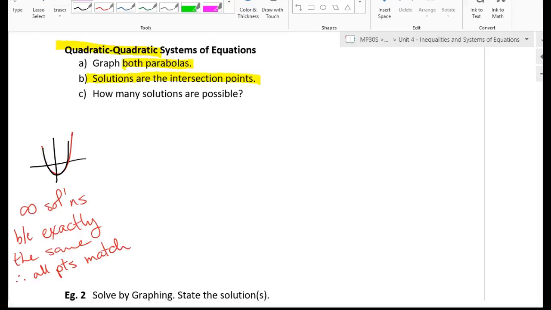Okay. Option 2 is when we have 2 parabolas that are never going to cross. This specifically is going to happen when we have one opening up and one opening down, and they have vertices that do not overlap in the slightest. So my opening down is below the one that's opening up. That is going to give me 0 solutions.